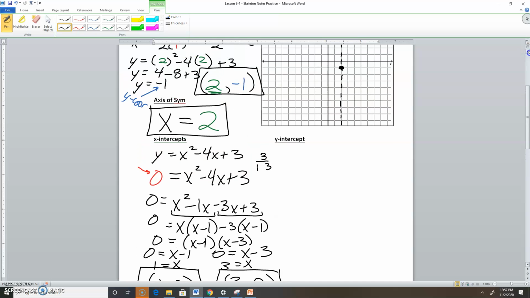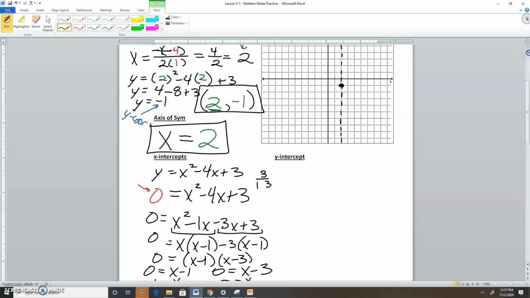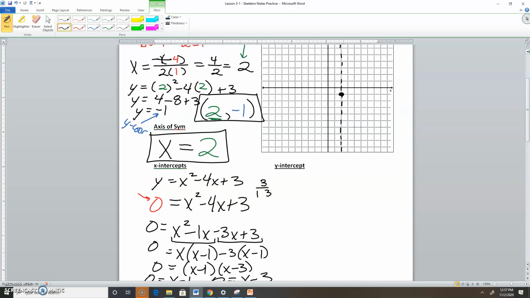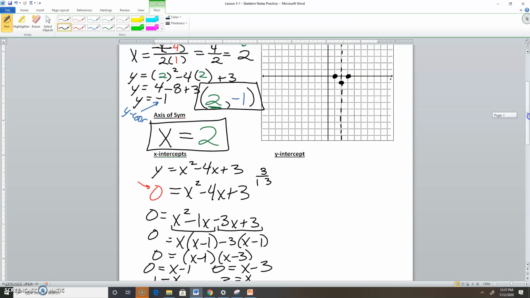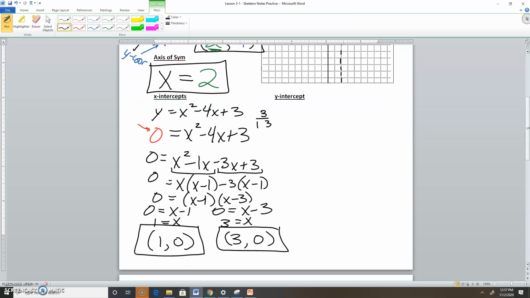Okay, so if I go back up to my picture here, x-intercept at 1, 0, and x-intercept at 3, 0. And that matches our rule for our axis of symmetry. There was a point one away here. There has to be a point one away here. Okay? Last one I've got to find is my y-intercept.